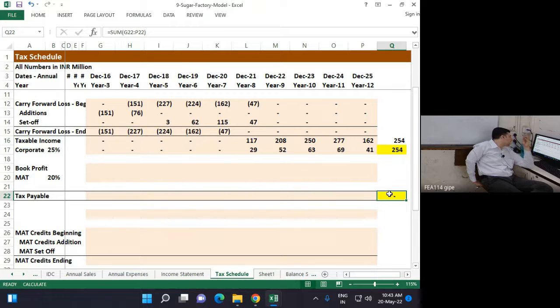So tell me the number in Q22. You will have to put the if. Yes. In our sample case, if is not there in the MAT, so here you will have to put the if.